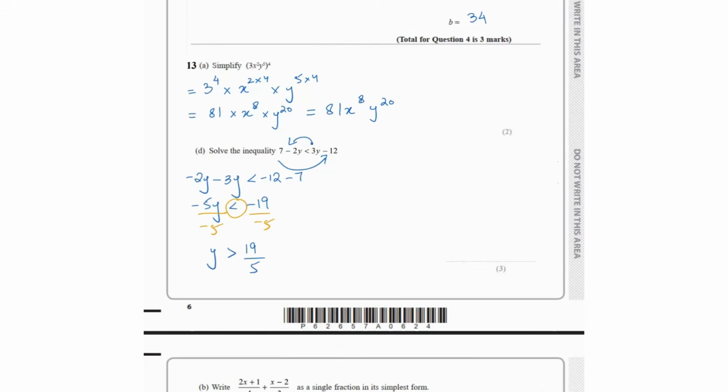If we were not dividing both sides by a negative number, we don't need to flip the inequality. But if you are, then flipping the inequality at the end is very important. If you don't do that, you will not get full marks. You will lose a mark at that point. So remember, if you're dividing both sides by a negative sign, you have to flip the inequality. It will always be the opposite one.